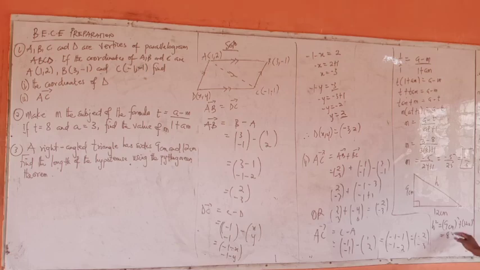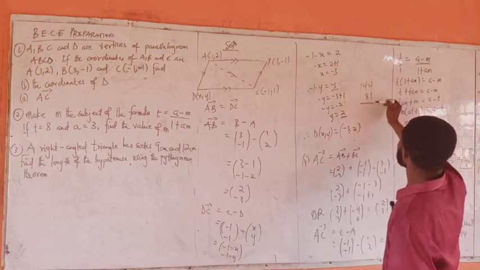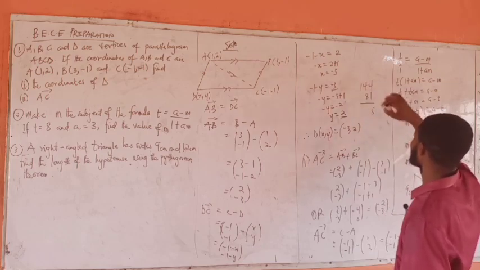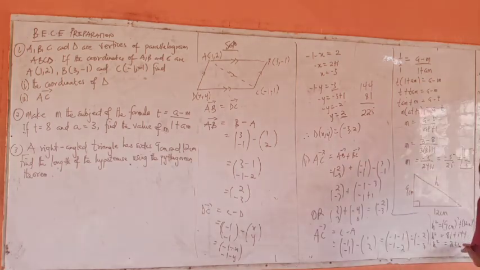9 squared is 81, 12 squared is 144. 144 plus 81 gives 225. So h is the square root of 225, and that gives us 15 centimeters. So this is equal to 15 centimeters.